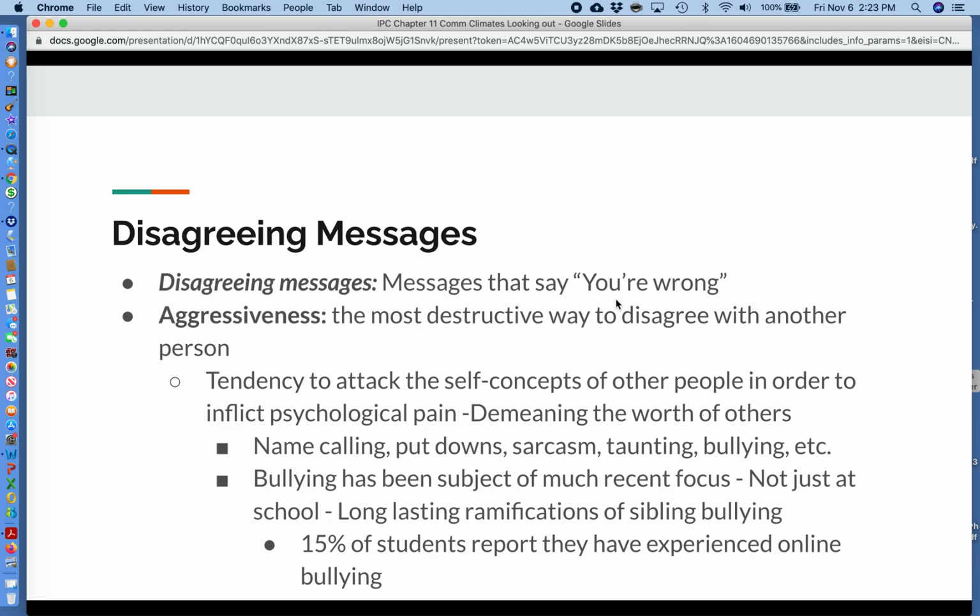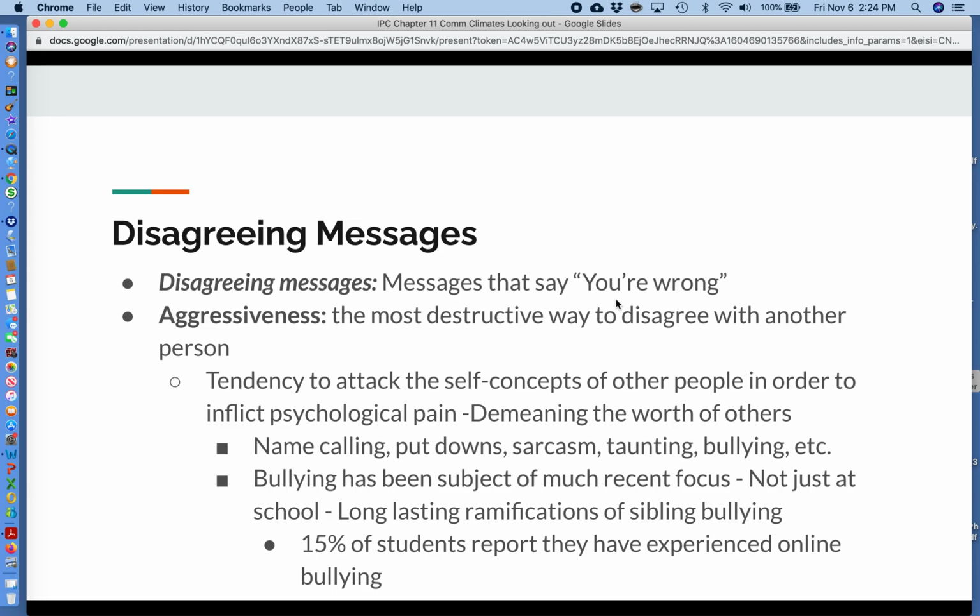Now, there are also kinds of disconfirming messages that we categorize as disagreeing messages. So with disagreeing messages, you're pretty much just saying, hey, you're wrong. Now, the most destructive way to disagree with another person is through aggressiveness. So if we're getting aggressive verbally and certainly physically, this is not helpful to maintaining a healthy or positive relationship.